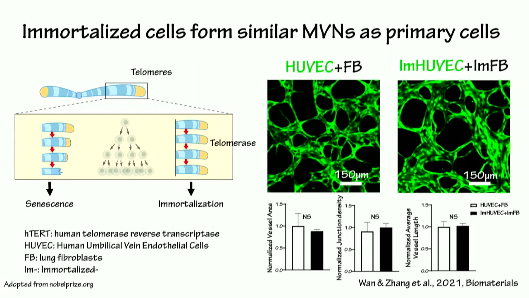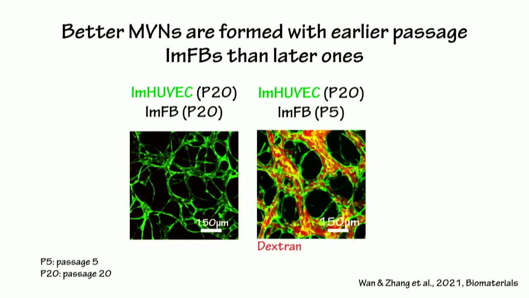What I found is that using the immortalized HUVEC and the immortalized lung fibroblasts, they can form microvascular networks similar to the primary cells in terms of morphology, such as vessel area, junction density, and average vessel length. So this is good. It tells me that at least immortalizing those cells didn't change the features of the endothelial cells and fibroblasts. Since they are immortalized, they can be passaged many times. So I did this experiment: I passaged those endothelial cells over 20 passages, and also the fibroblasts over 20 passages.